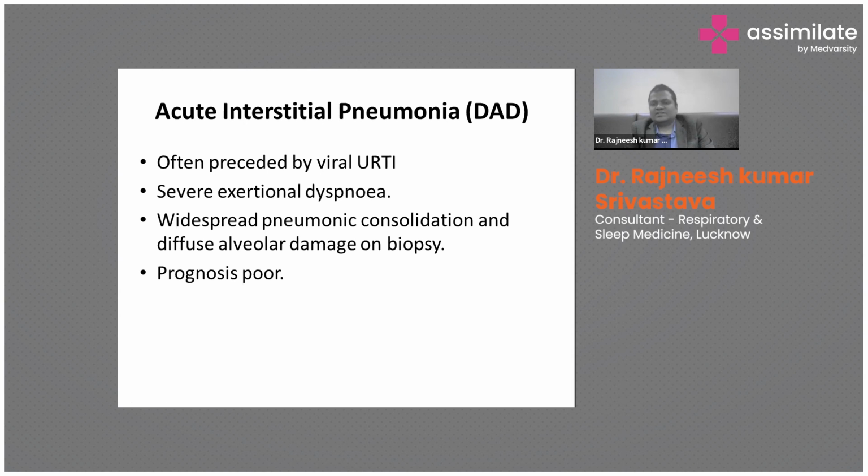Acute interstitial pneumonia is also known as diffuse alveolar damage. It is usually similar to ARDS, acute respiratory distress syndrome. The only difference is that in ARDS, there is a known clinical insult. In acute interstitial pneumonia, there is an unknown cause, but the clinical picture and presentation are similar, and its prognosis remains poor. Mortality is more than 50%, and the course is rapid with widespread bilateral pneumonic consolidation and diffuse alveolar damage on biopsy.